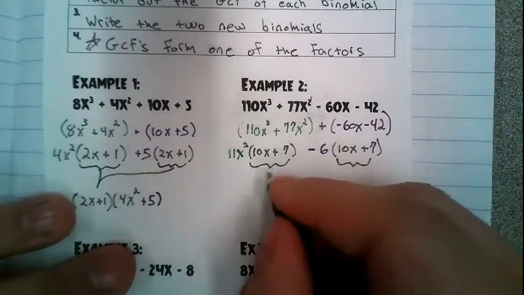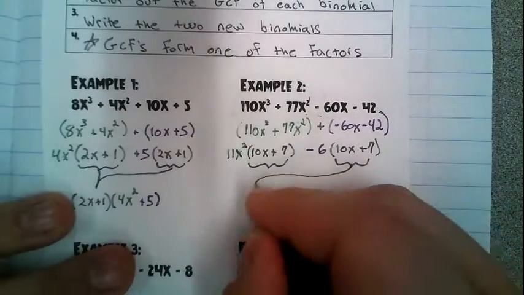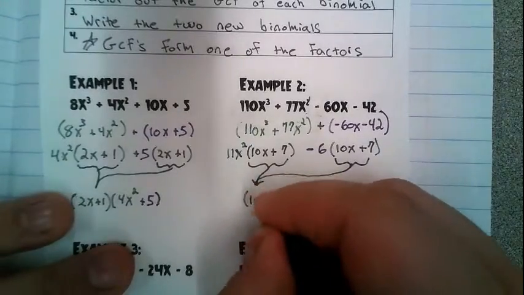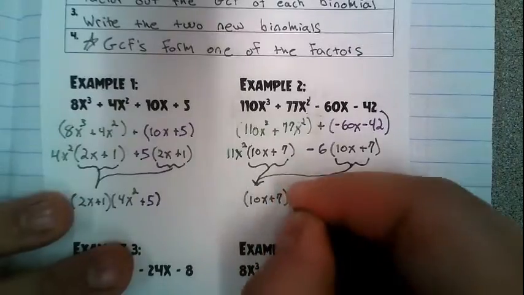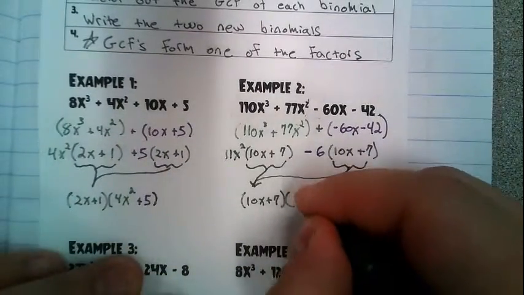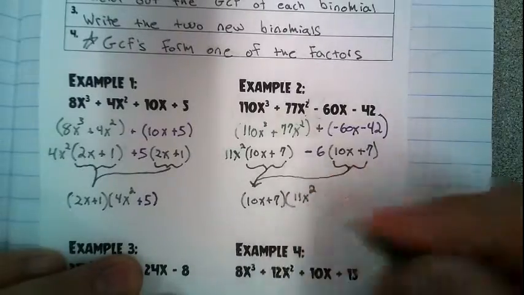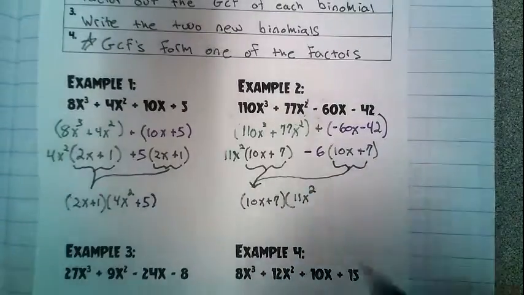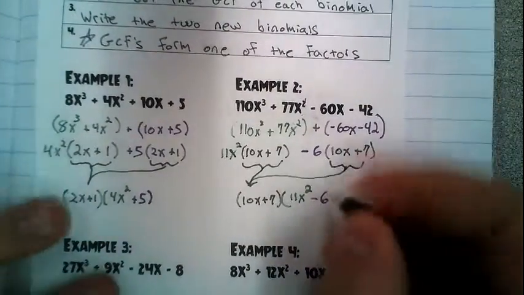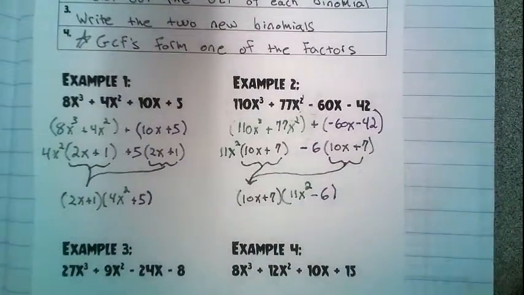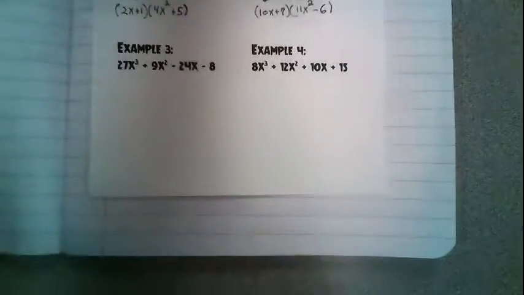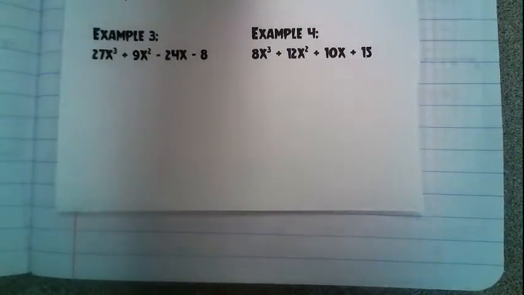So they both have a factor of 10x plus 7. I take that out, and what's left over is 11x squared minus 6. And that's how you factor by grouping. Your goal is to do examples 3 and example 4 on your own, and then have your teacher check your answer.